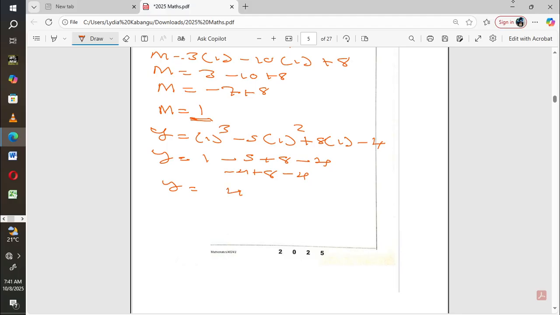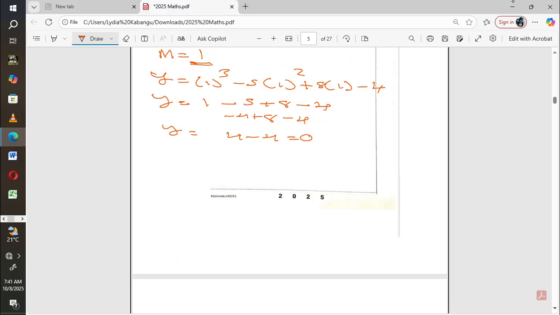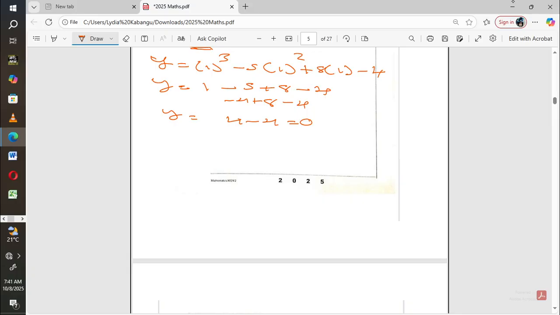Negative 4 plus 8, that's 4 minus 4, we're going to have a 0 there. Okay, so we have y equals 0. So now y is equal to 0, and x we have calculated to be 1. So we can now find the tangent of the equation.